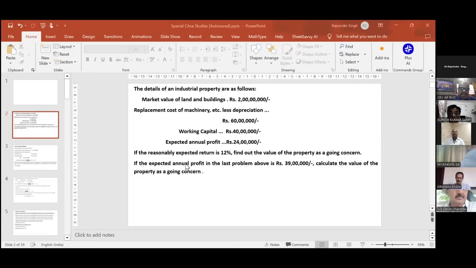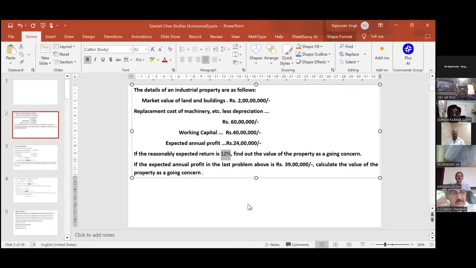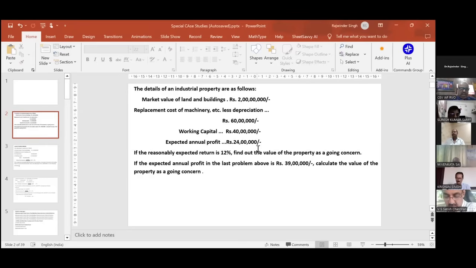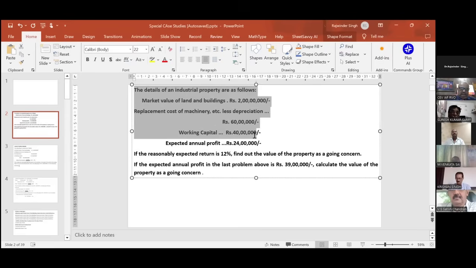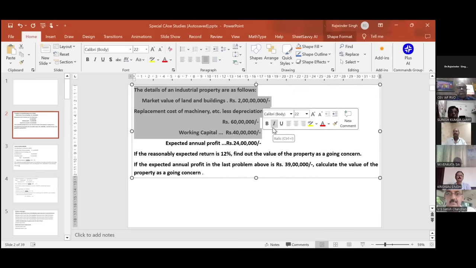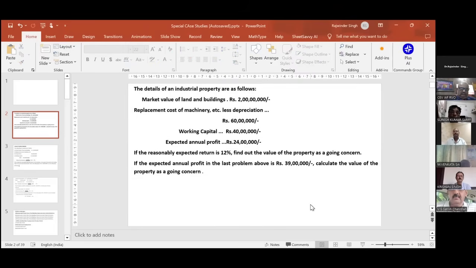So see here, in the question he has asked that the expected rate of return is 12% and the expected annual profit is 24 lakh. First, we will check whether with this profit of 24 lakh and with this available data, it is possible to achieve a target of 12% or not. And if it is able to achieve, then it is okay. If it is not, then how to proceed in that case?